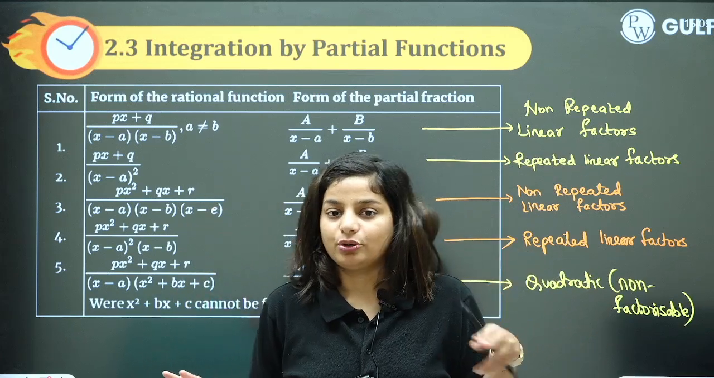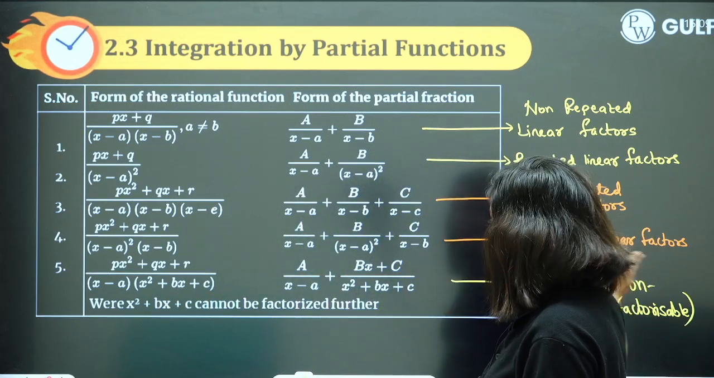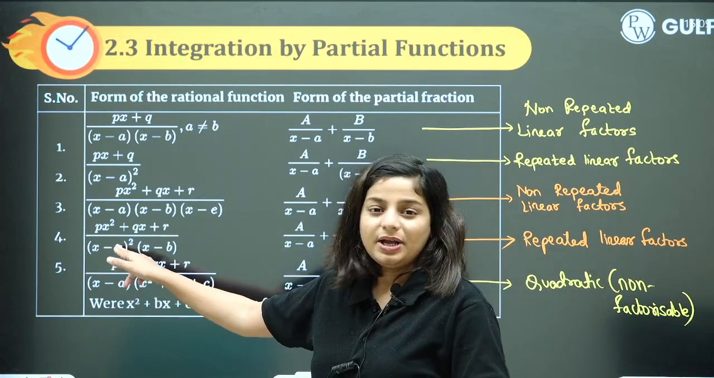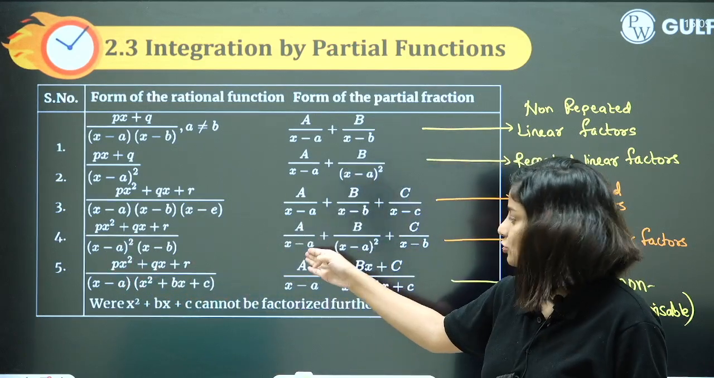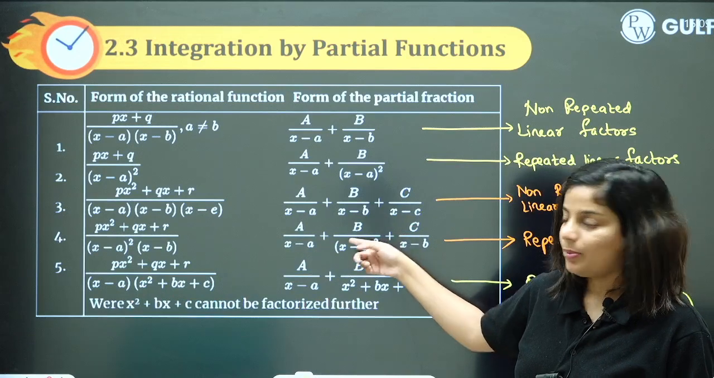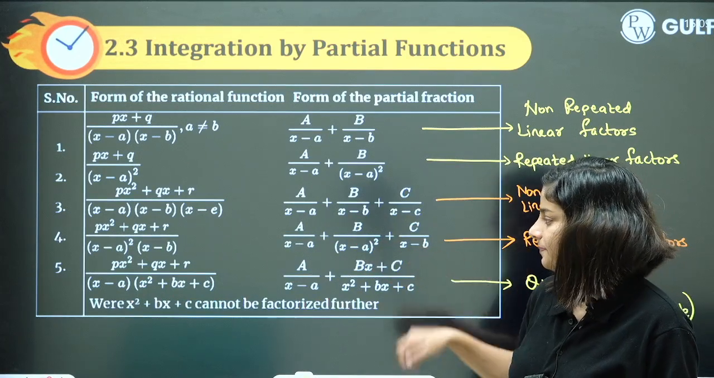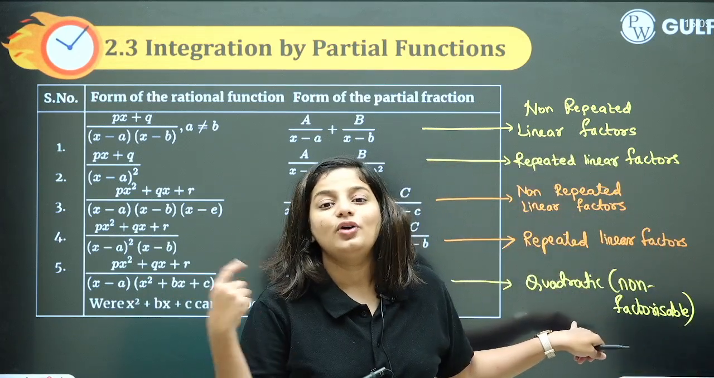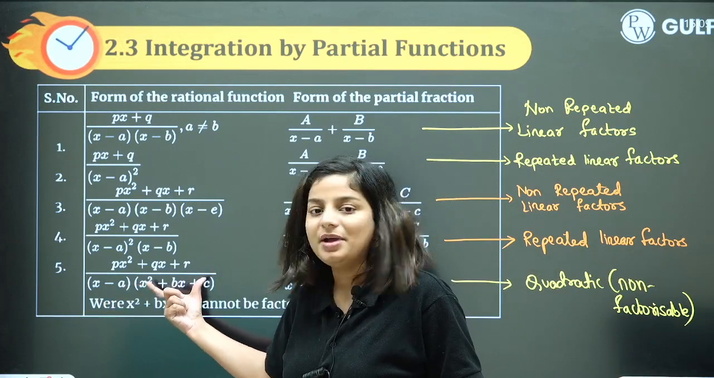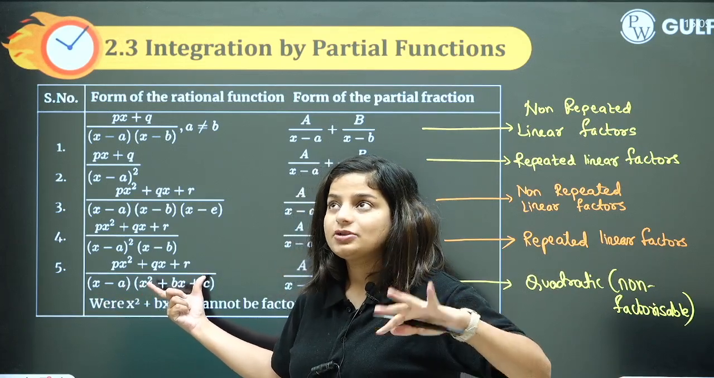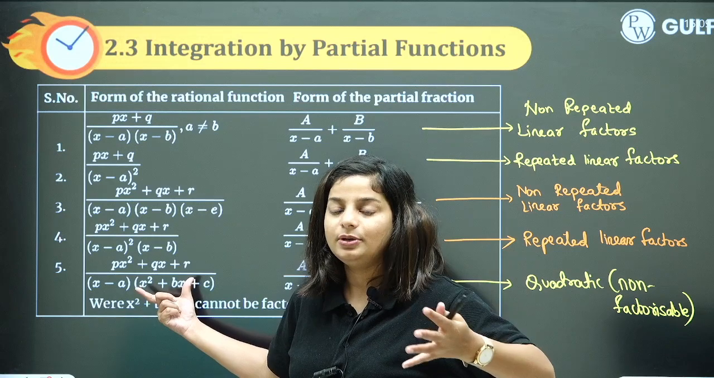Fourth is again a repeated linear factor. X minus a is repeated twice, so you will also write it twice. A upon x minus a, B upon x minus a, C upon x. And last but not the least, whenever you have a quadratic in the denominator, and remember the quadratic is not further factorizable, you are unable to factorize it further.